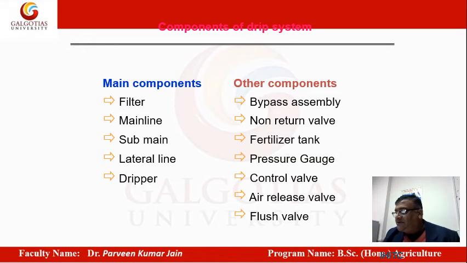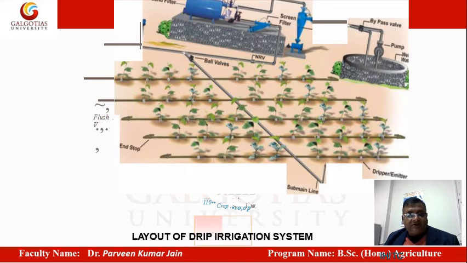tank, pressure gauge, control valve, air release valve, flush valve, different types of valves which have been installed at different places. This is a typical network of a drip system, which I will be showing you in the form of an animation, and this will be more clear to you.